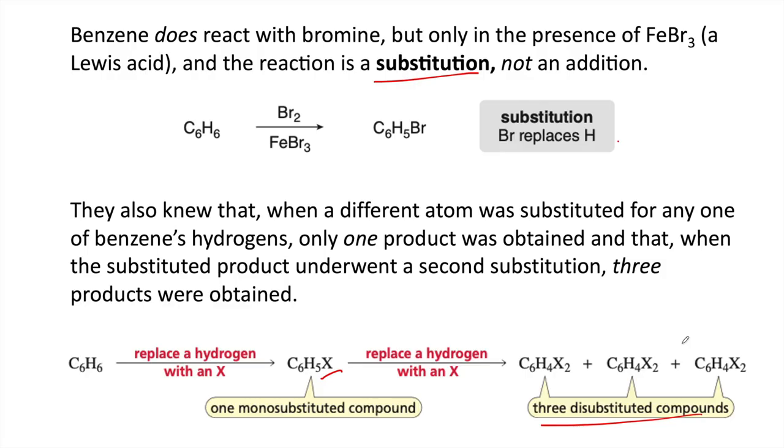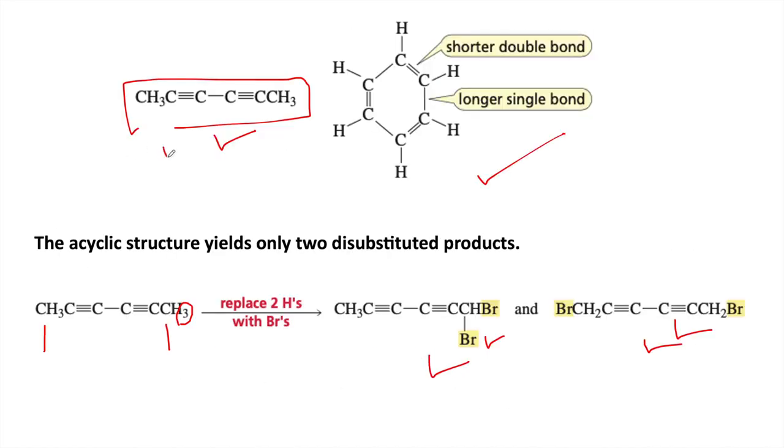But we know that in the substitution reaction of benzene we get 3 products, while with this structure we got only 2 products. So this structure was also not possible. Now the only thing remaining is this structure.